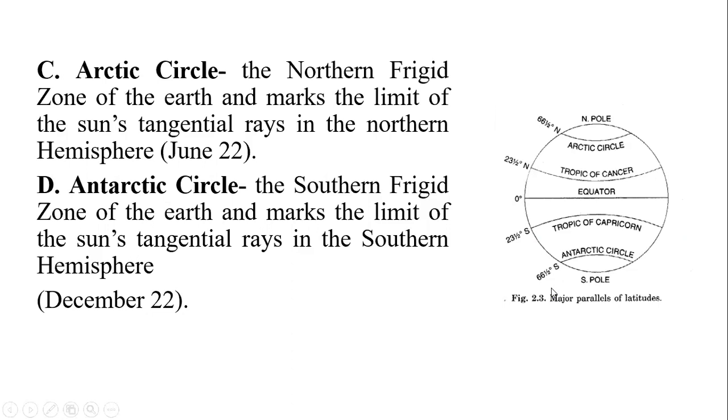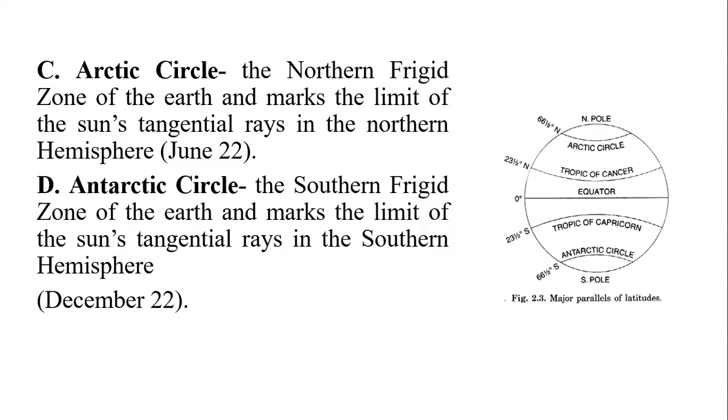Then next we have the Arctic Circle. The Arctic Circle is the northern frigid zone of the Earth and marks the limit of the sun's tangential rays in the northern hemisphere. The Arctic Circle runs at 66 degrees 30 minutes north latitude, making it the northernmost special parallel of latitude.